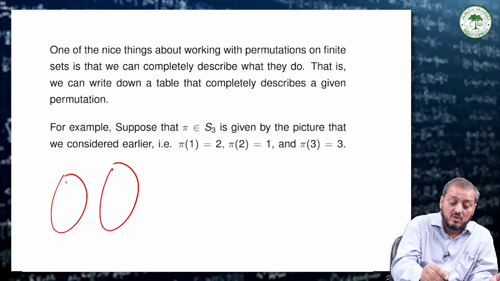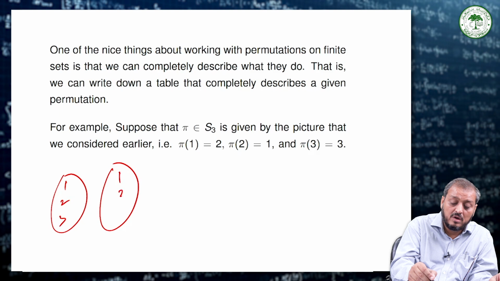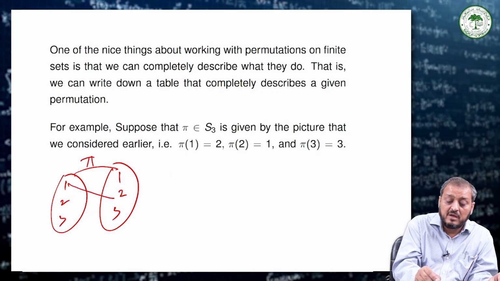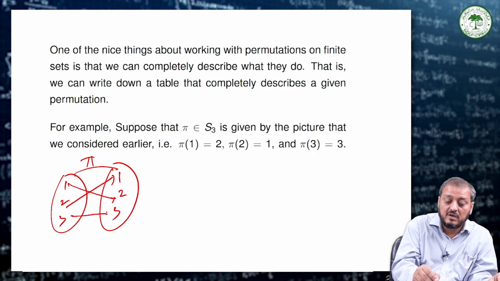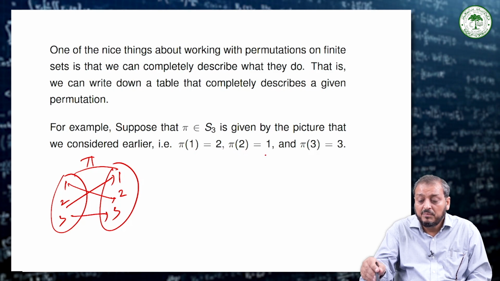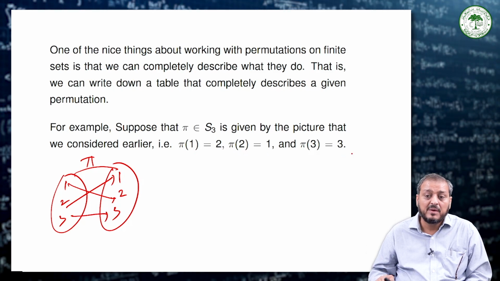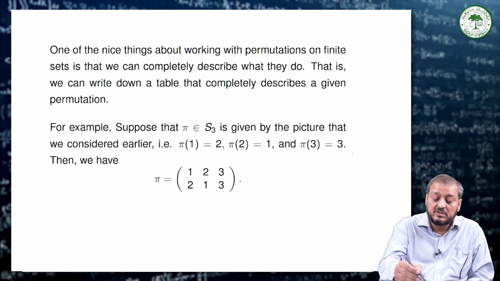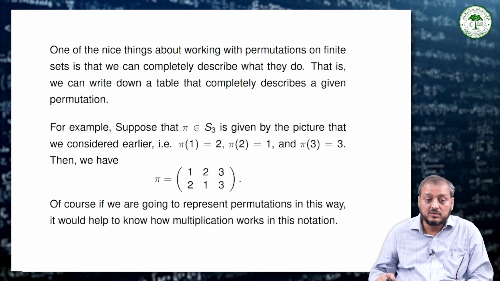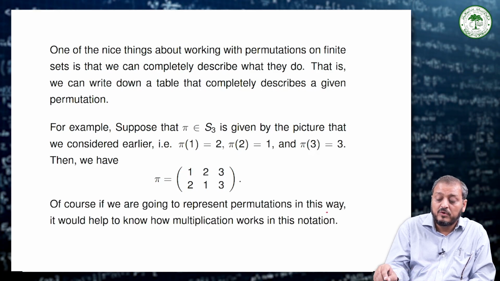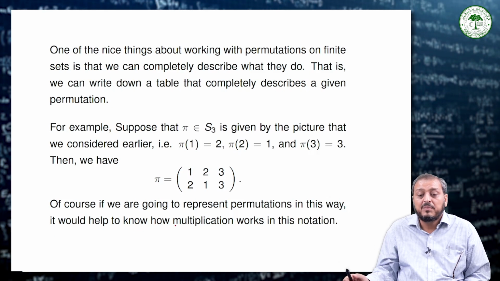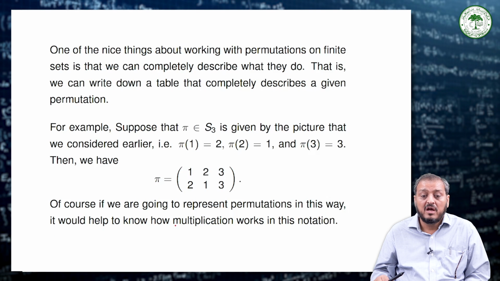We have 1, 2, 3 mapped to 1, 2, 3, and this map is pi. We have pi 1 equal to 2, pi 2 equal to 1, and pi 3 equal to 3. This bijection map is defined in this form. Of course, we are going to represent permutations in this way. It would help to know how multiplication works in this notation.